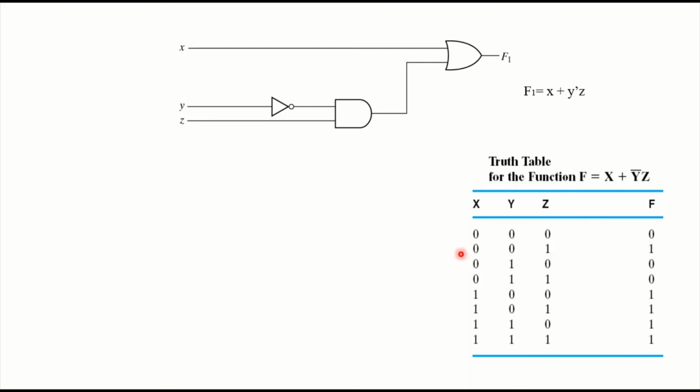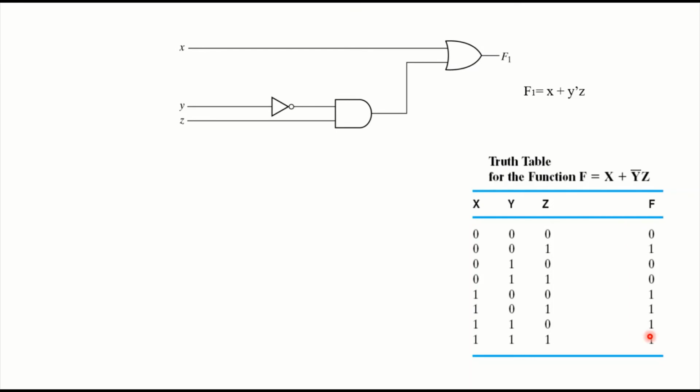Now for the second case, x is 0, y is 0, so y bar will be 1, z is 1, so this term will be 1 and the other term will be 0. So we will get 1 at the output due to this term. You can see from here we are getting 1 at the output. In this way we can apply all the inputs and get the f1 output over here.